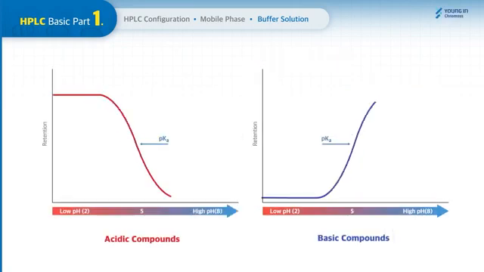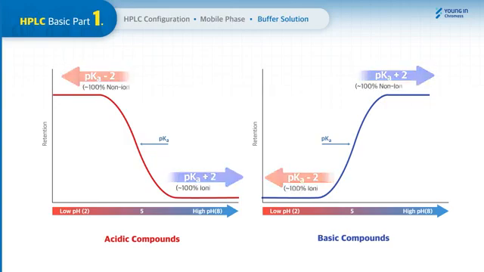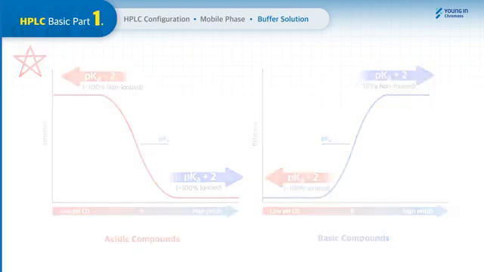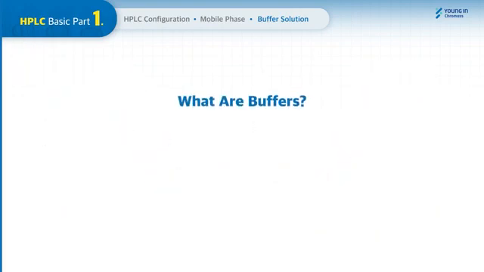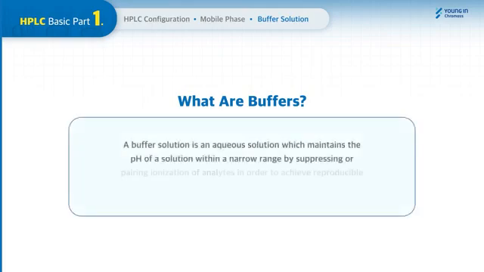The most important thing to decide the pH of the mobile phase is that its pH must be at least 2 units above or below the pKa value for maximum analyte stabilization. To control the pH of mobile phase, we use the buffer and additives. A buffer solution is an aqueous solution, which maintains the pH of a solution within a narrow range by suppressing or pairing ionization of analytes in order to achieve reproducible separation and retention.